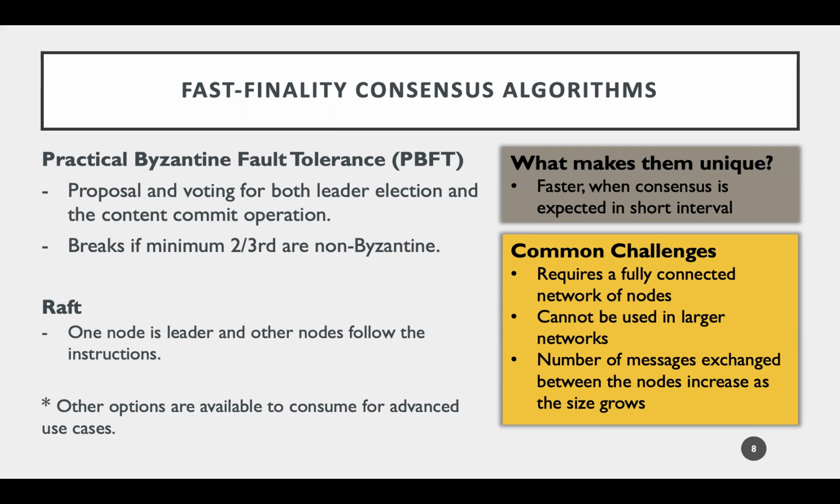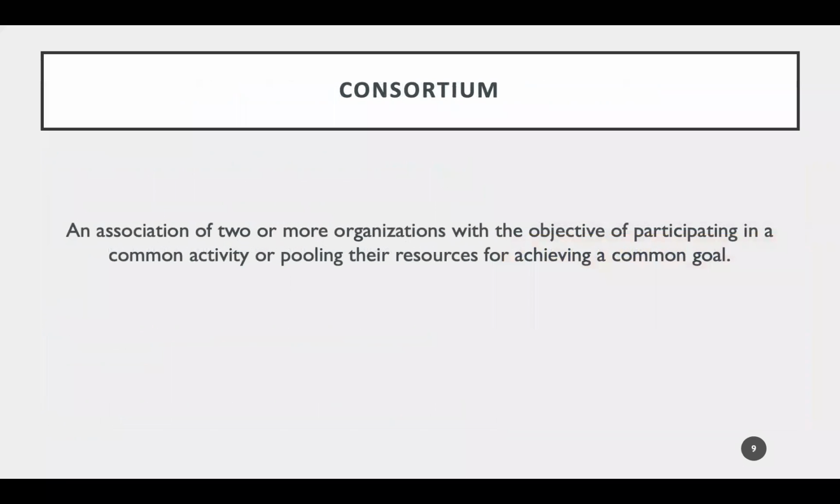And now that we understand consensus algorithms to some extent, let's understand what a consortium is. So this is the definition which we can find on the internet. But what a consortium means is really a group of members trying to do something to achieve a known result.